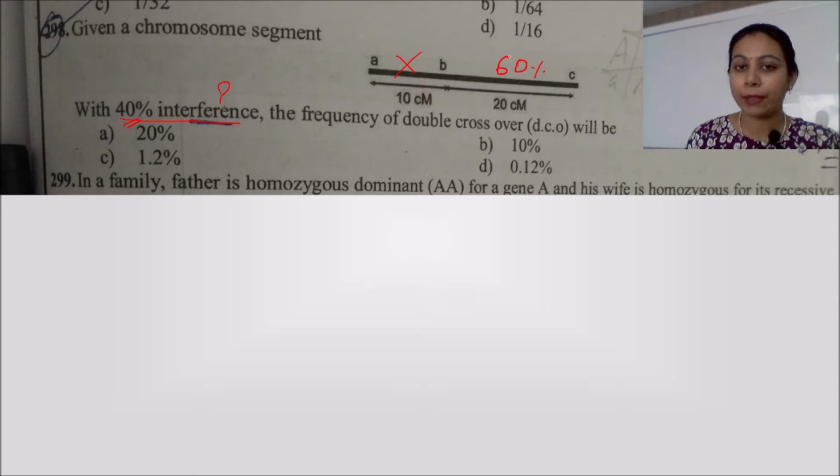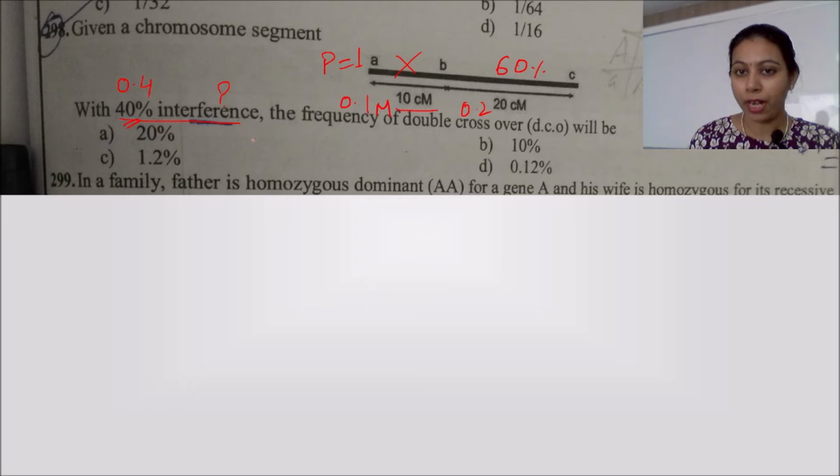Now, we express the chances of crossing over in terms of probability, and we all know that probability is expressed with the number 1. So instead of 40%, let us express this as 0.4, and I am going to change centimorgan into Morgan: the distance between A and B is 0.1 Morgan, and the distance between B and C is 0.2 Morgan.